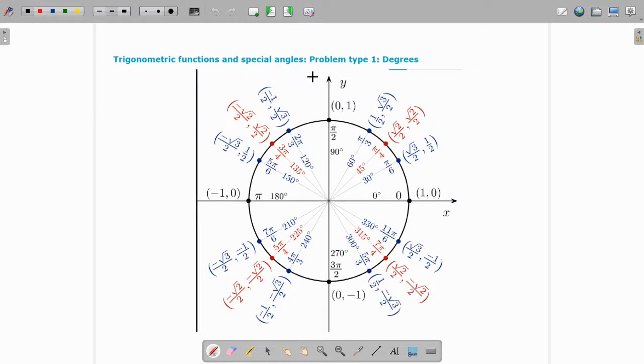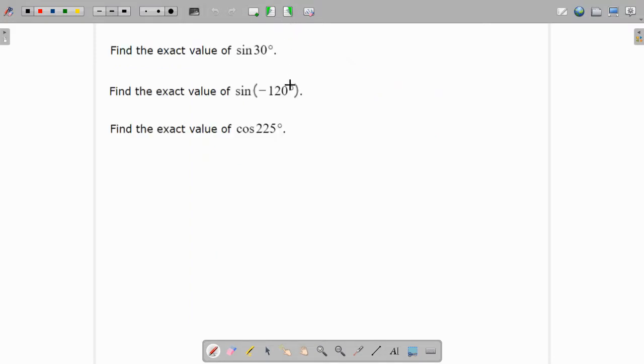Now we're finding special angles in degrees. So they're going to give us a degree, and if they ask for cosine, we'll give them the x. If they ask for sine, we'll give them the y for the appropriate one. All right, let's take a look at the first problem.